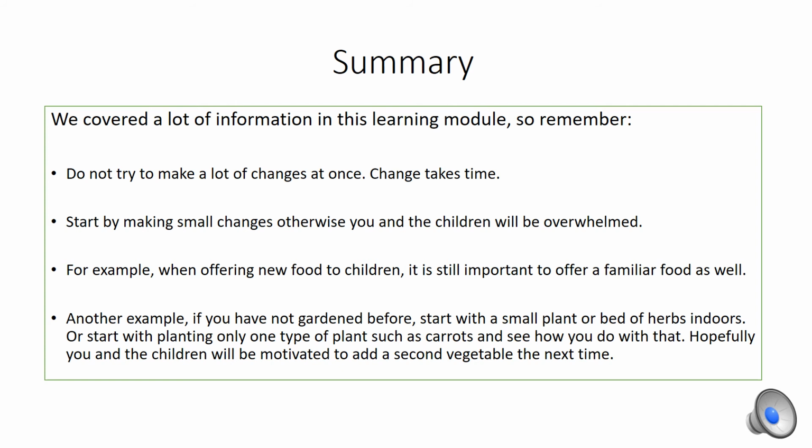For example, when offering a new food to children, it is still important to offer a familiar food as well. And another example is that if you have not gardened before, start with a small plant or bed of herbs indoors, or start with planting only one type of plant, such as carrots, and see how you do with that. Hopefully, you and the children will be motivated to add a second vegetable the next time.